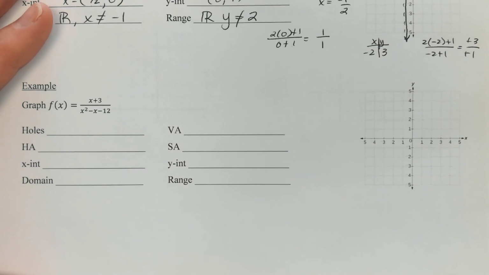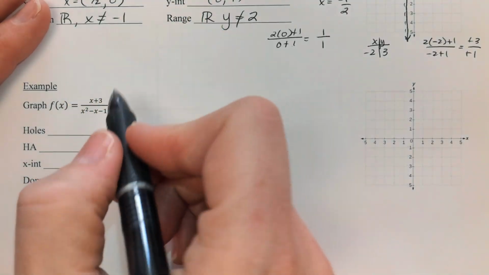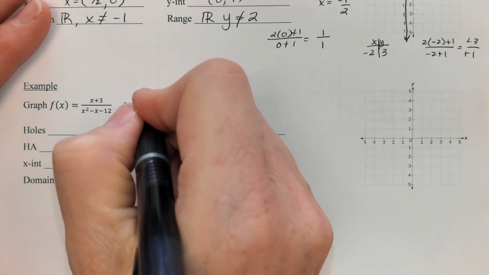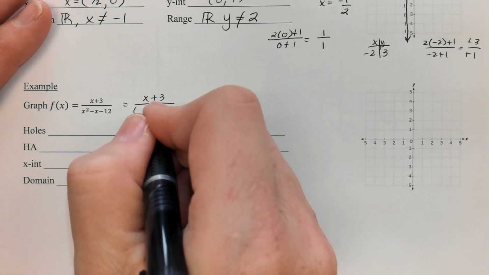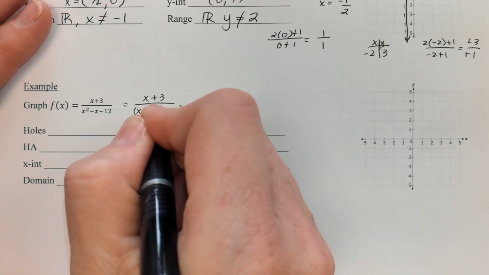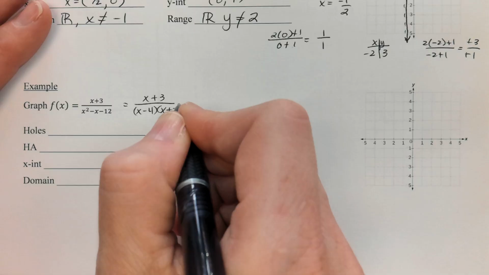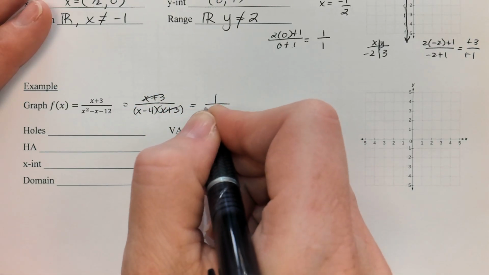First step on your card says that we're going to factor and cancel. This time we're going to try it because this is a squared. Chances are x plus 3 is probably one of the factors. So we'll get this factored, and we've got x minus 4 and x plus 3. So go ahead and cancel. We end up with 1 over x minus 4.